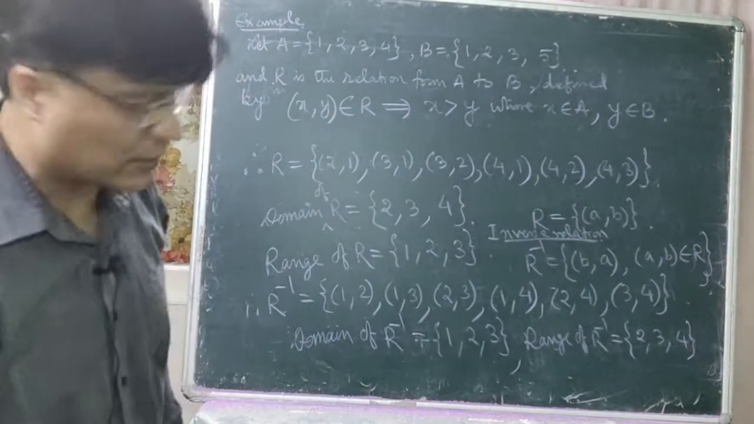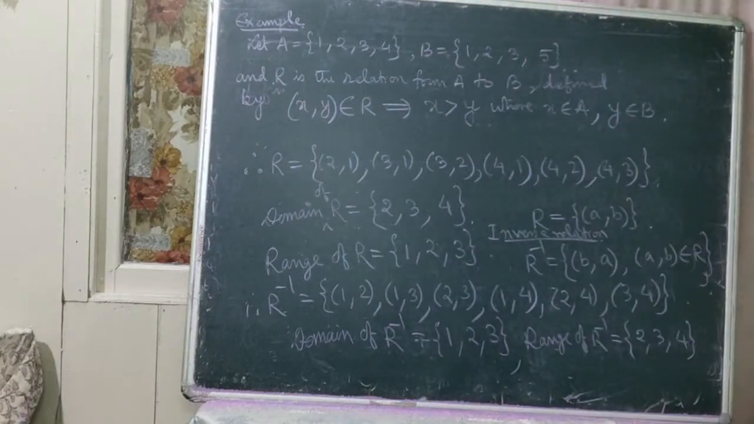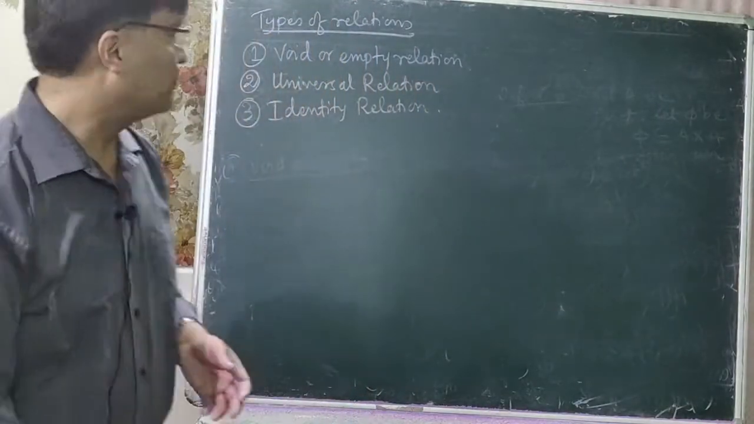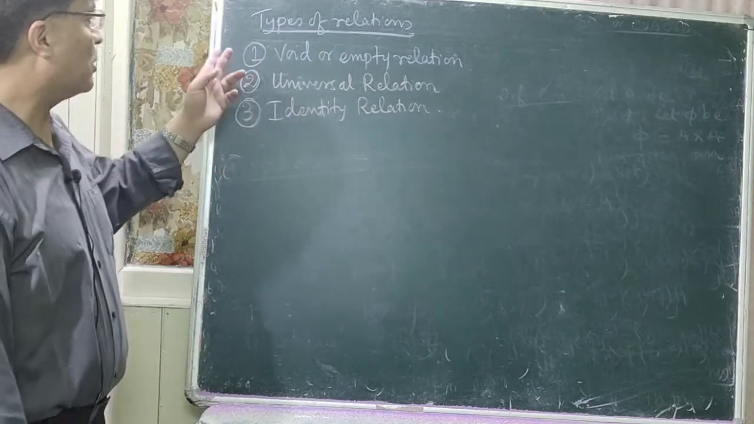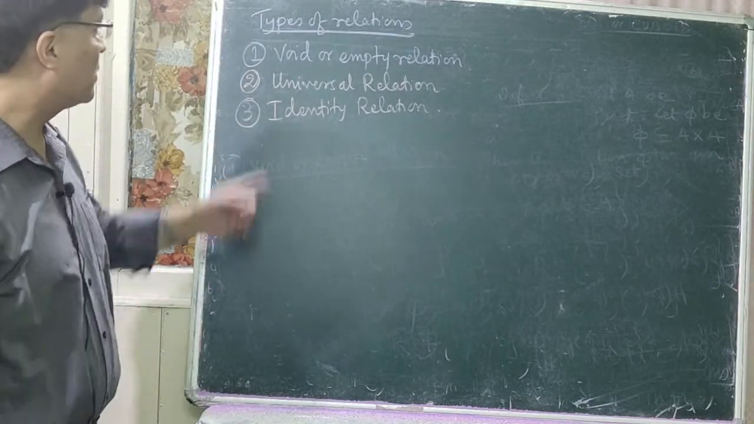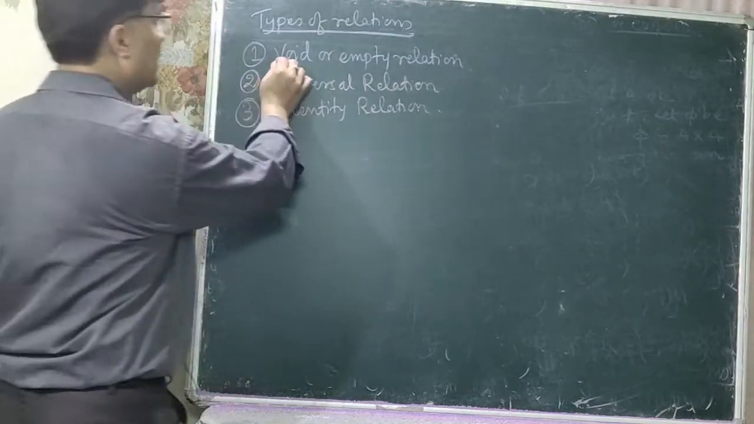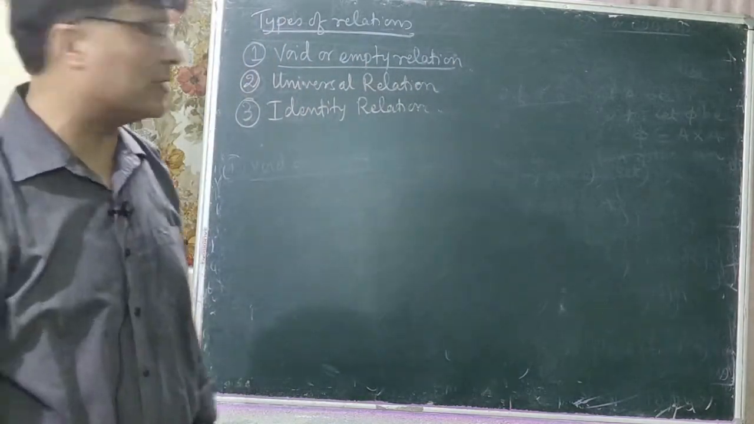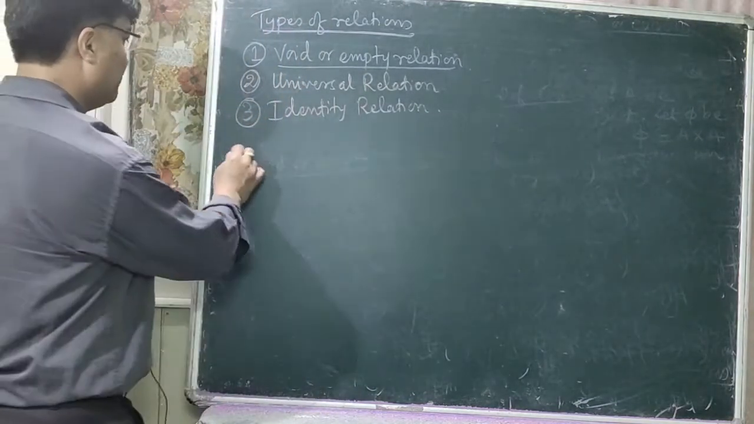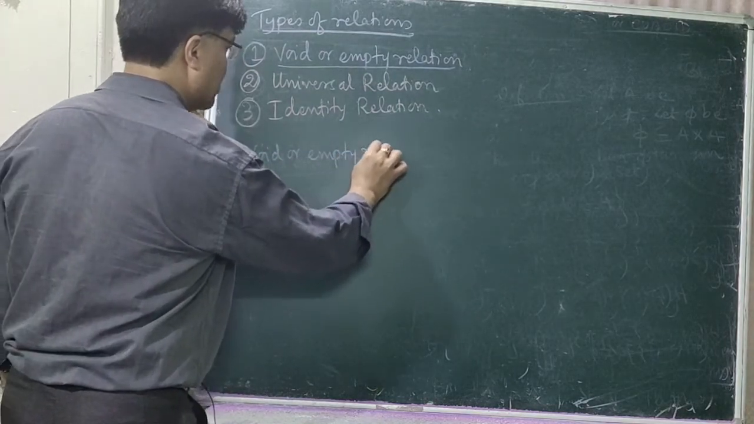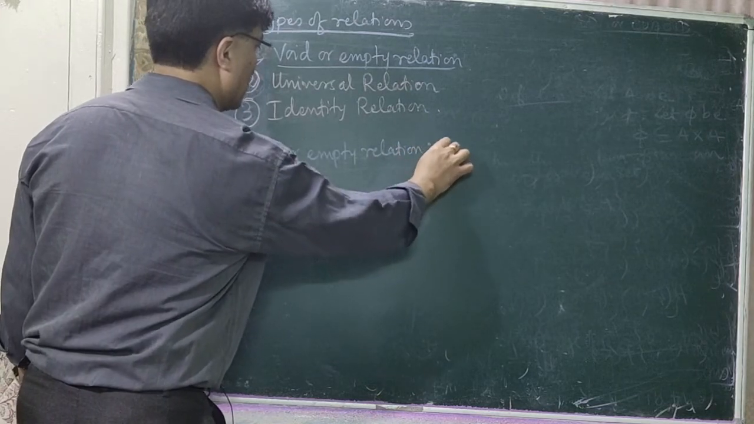This is your inverse relation. OK, so you can copy it. Now we will do types of relation. So number one is void or empty relation. Number two is universal relation. And number three is identity relation. So now let us discuss the first type of relation, that is void or empty relation.